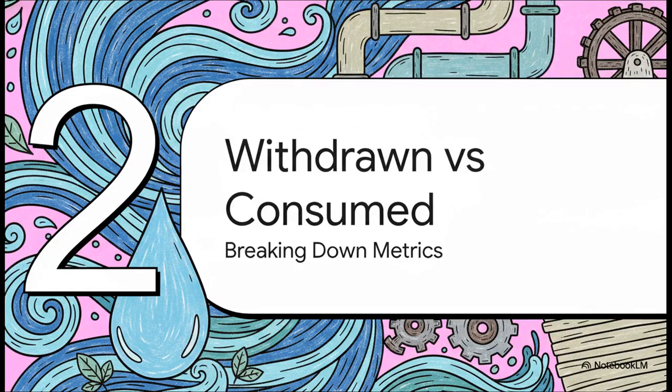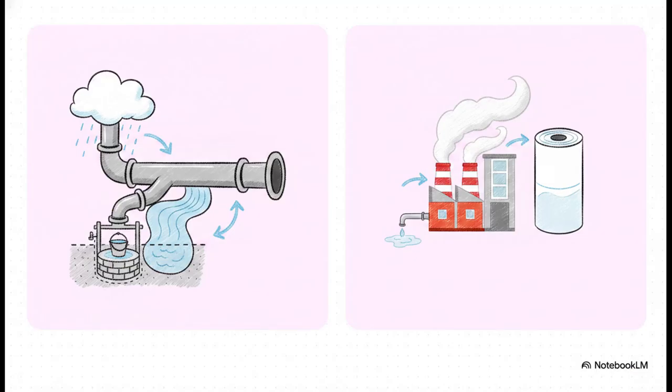Moving right along to Section 2, withdrawn versus consumed water. Let's break down these metrics. The standard requires a very strict separation between the water a facility takes in and the water it actually uses up. Total water withdrawn refers to water pulled from all sources. So this includes surface water like rivers, lakes, and oceans. It includes groundwater, any rainwater that the facility collects and stores directly, and of course municipal water and wastewater utilities.